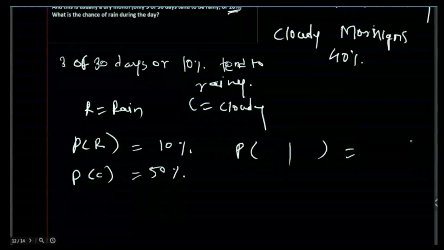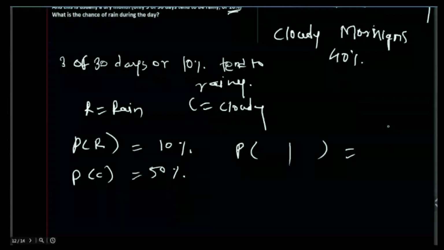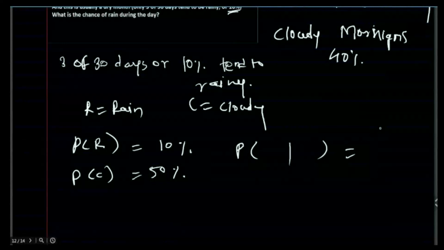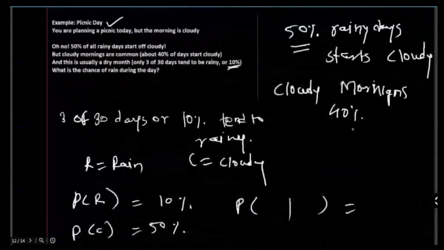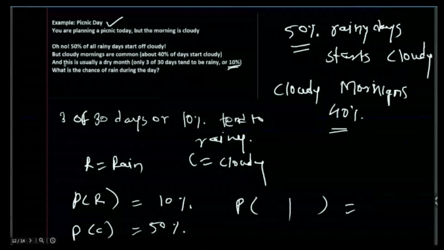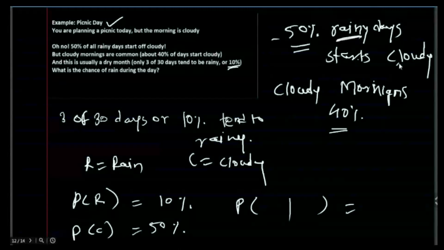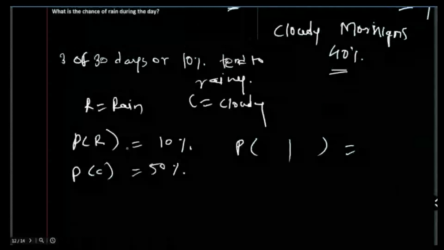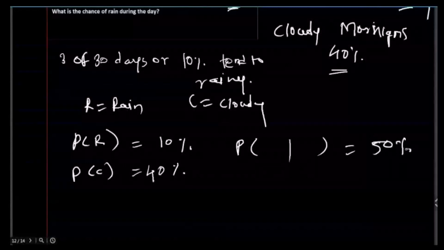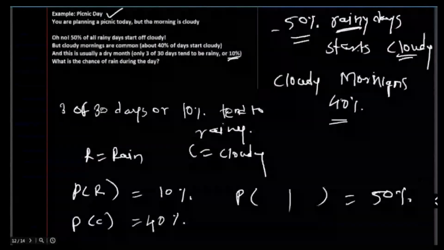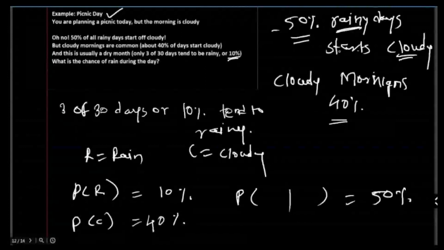Probability of cloud is 40%. Cloudy mornings are common. So this is dependent: 50% of rainy days start cloudy. So this is rainy plus cloudy. And cloudy mornings are common, that is 40%. So probability of cloud actually is 40%. And this 50% is given as a dependent probability: 50% of rainy days start cloudy.